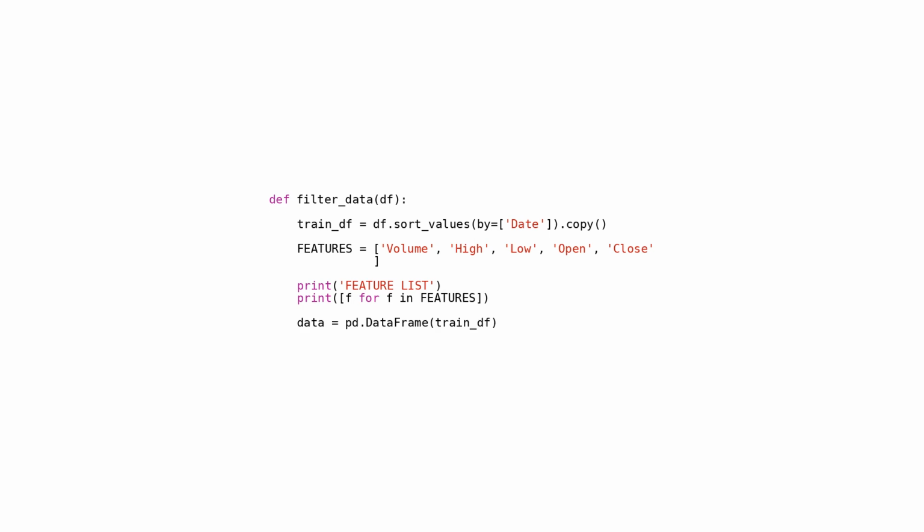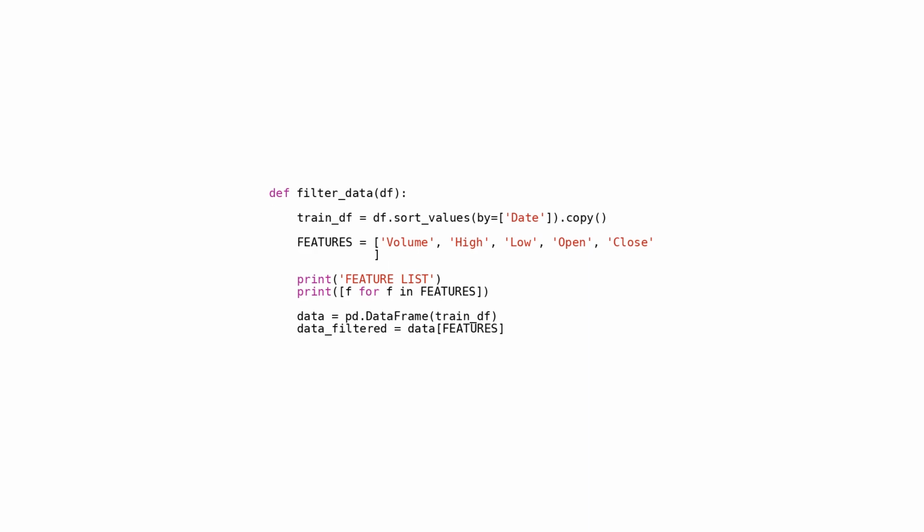In this code, a pandas data frame named data is created using the data from an existing data frame named train_df. This code is filtering the dataset data by selecting only the columns specified in the variable features. This statement simply means that the filtered data is being returned.